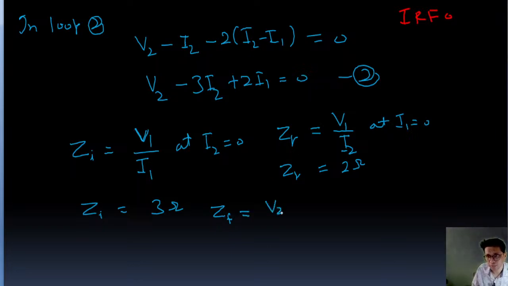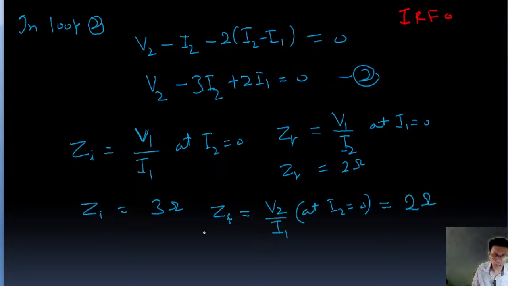So zf is going to be v2 upon I1 at I2 equal to 0, right? So the value of this we'll find in equation 2, right? I2 equal to 0, I2 we'll make 0, right? So v2 upon I1 value is going to be 2 ohm.